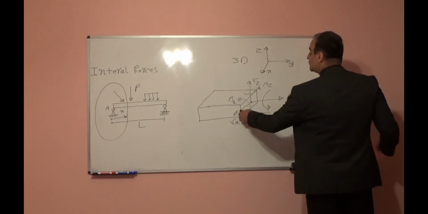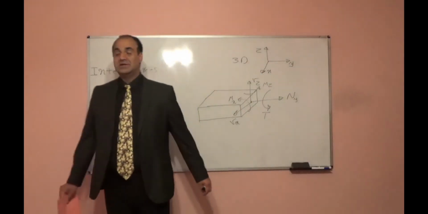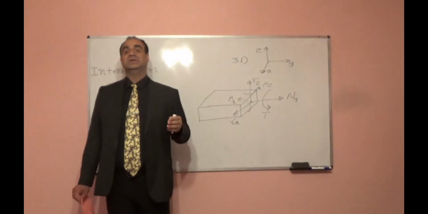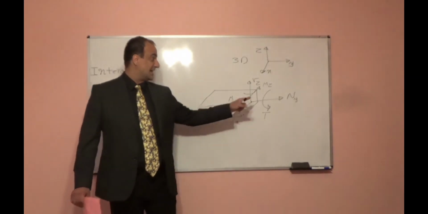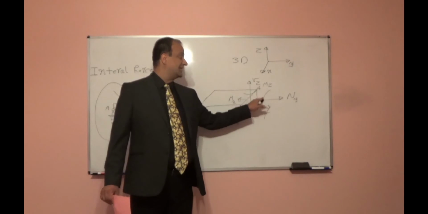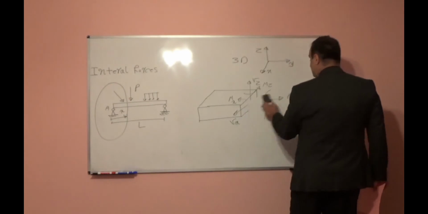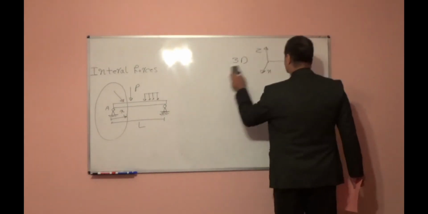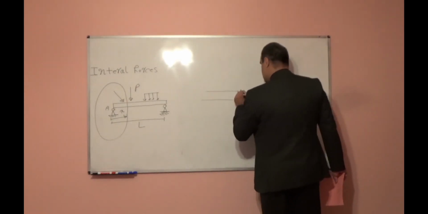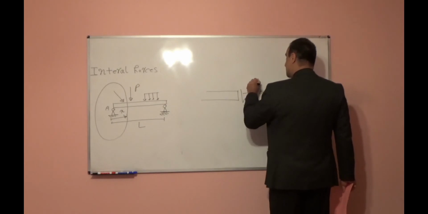And I will have two shear forces and one axial force. So in 3 dimensions, at each cut point or in each section, we will have 6 internal forces: axial force, shear force, bending moment, and torque. But for 2 dimensions, I will need only 3 internal forces. In 2 dimensions, we will have axial force, shear force, and bending moment.